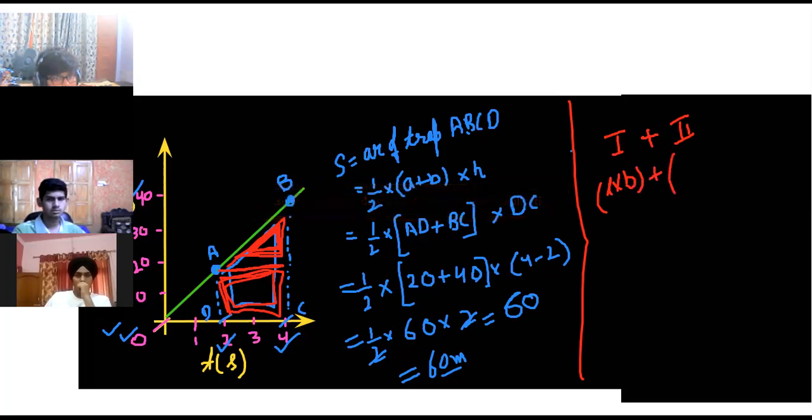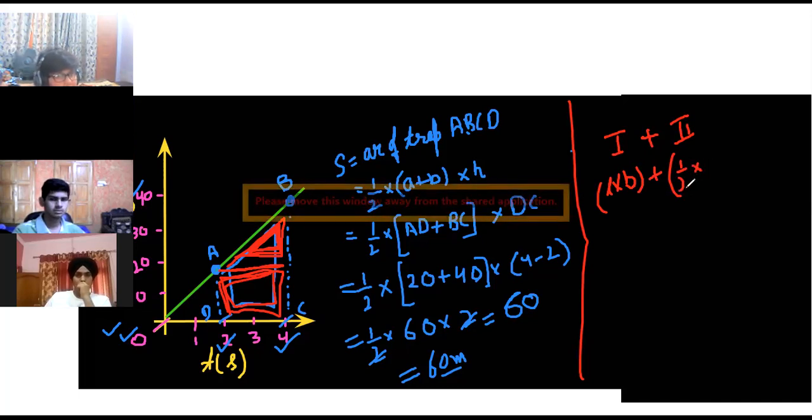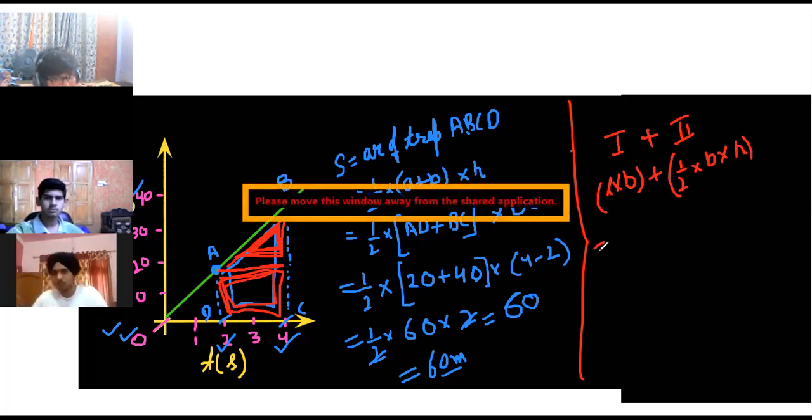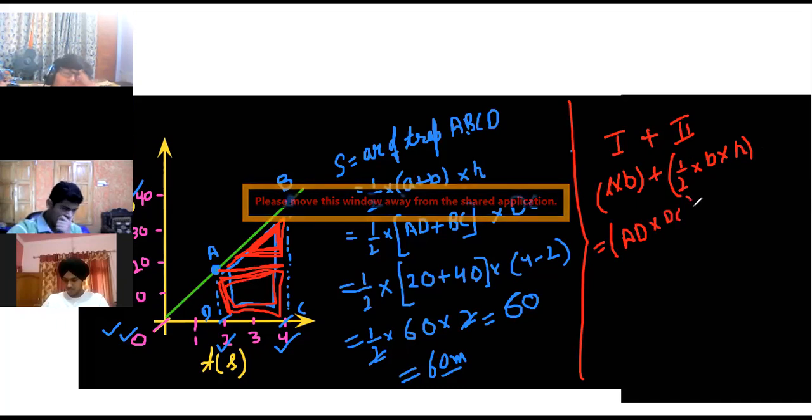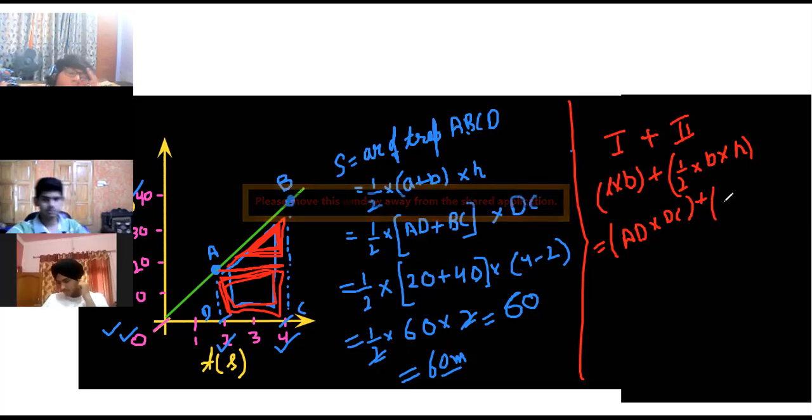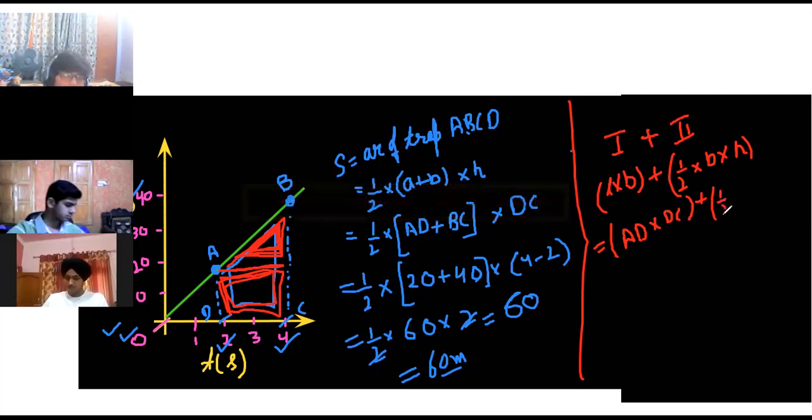Plus triangle, that is half into base into height. Length we can take it as AD. Everyone, if you feel like it is the easy one, you can write it down. At least one you will definitely write. Otherwise, the choice is yours. There are some diagrams where you have to do the splitting, so it's good to learn it.